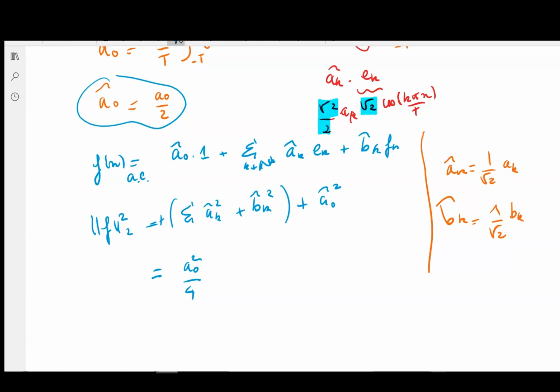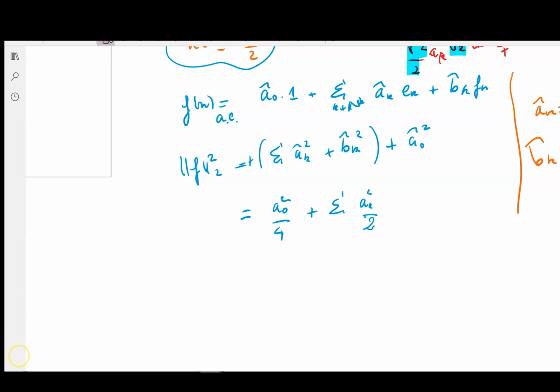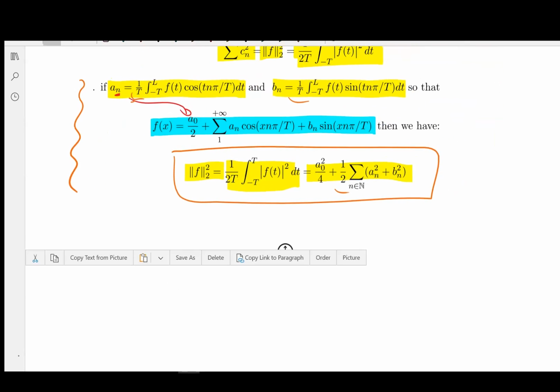So what comes next when I'm doing my equality of norms? Sum of ak square over 2, so plus bk square over 2. Okay, so that's why in the formula you will have some a0 square over 4 and 1 over 2 that's going to come as a factor in front of the squares. That's the formula that we have here. So you've got divided by 4 and divided by 2 for the rest of the thing. So you see where it's coming from. It comes from the normalization of our orthonormal basis made out of the cosines and the sines.